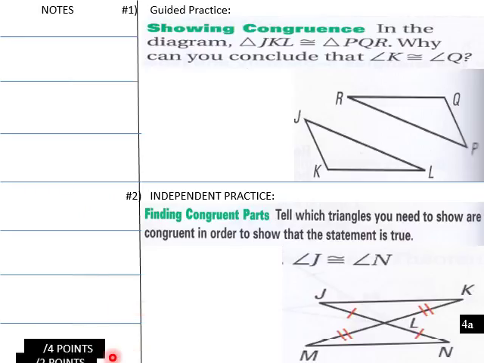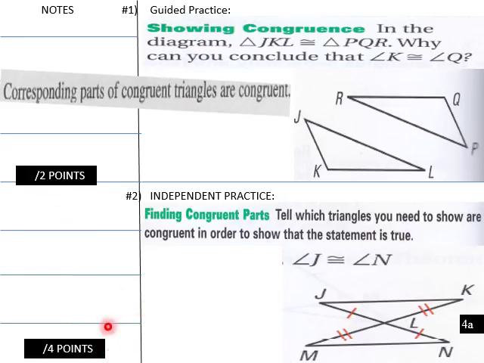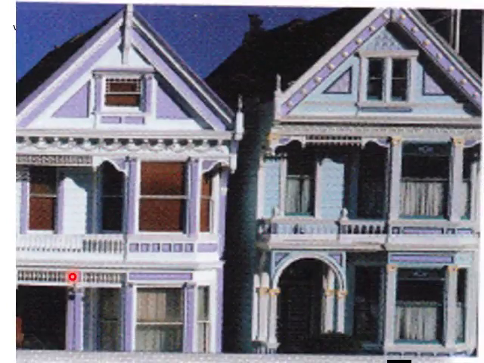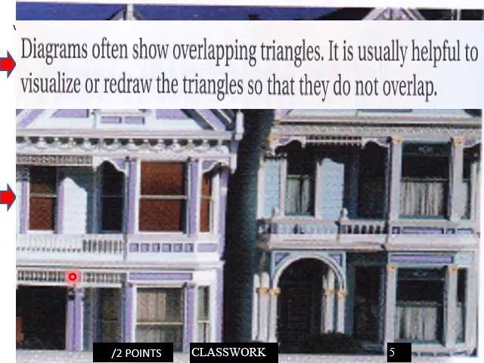Okay, welcome back here for our solutions. Corresponding parts of congruent triangles are congruent. We're going to use that again. And then triangle JKL is congruent to NML. So that's why there. Okay, diagrams often show overlapping triangles.